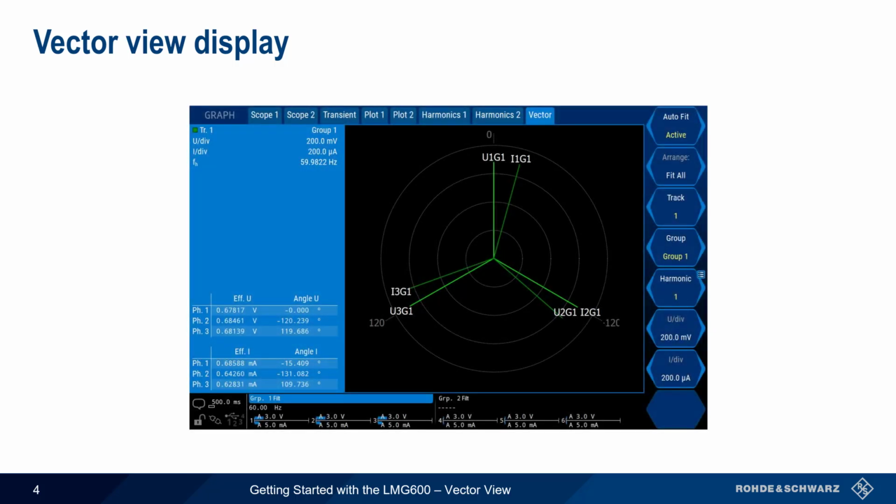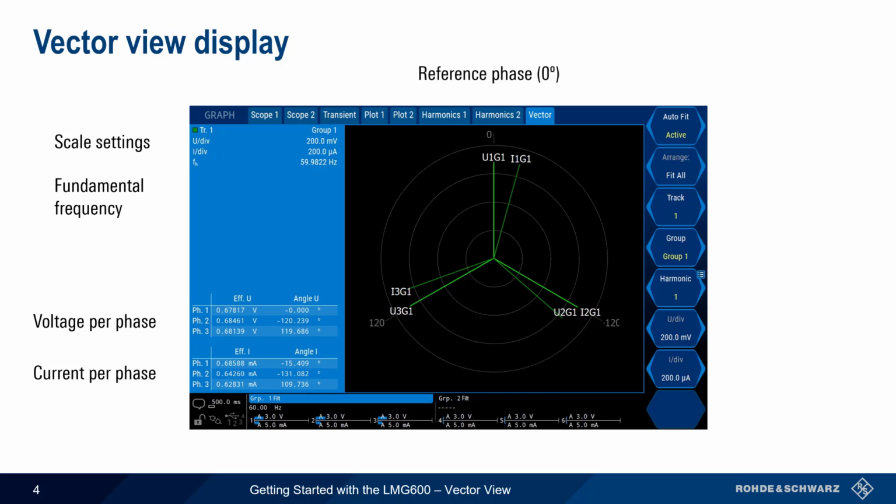This is the main Vector View display. At the top left are the scale settings, which show the magnitude per division of each ring in the graph, as well as the fundamental frequency, here just under 60 Hz. Below this are the per-phase values of voltage and current in terms of both absolute magnitude and relative phase. Note that on the LMG, the reference or zero phase is at the straight up or 12 o'clock position.